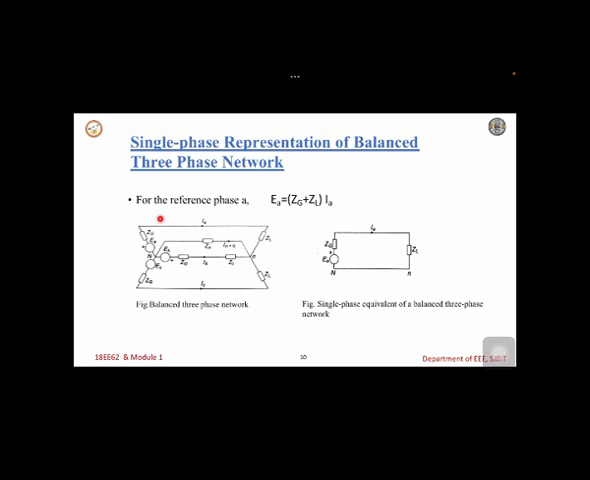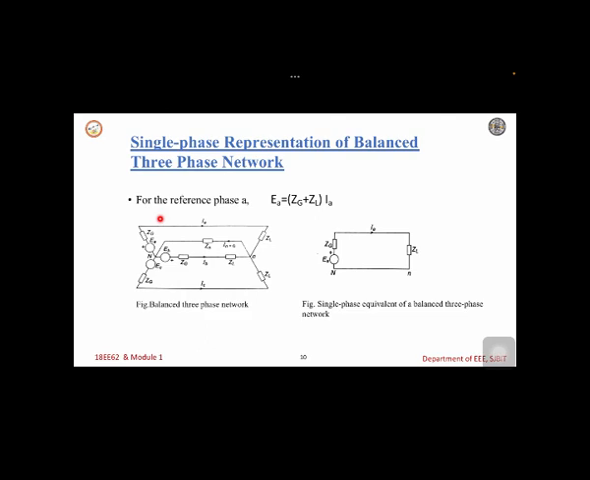Next, we will see the single phase representation of a balanced three phase network. The solution of the three phase network under balanced condition is easily carried out by solving the single phase network. So in the load flow analysis, we analyze the power system by considering a single phase, and the same is applied for the remaining two phases. Consider here the balanced three phase network. A balanced three phase network is one in which each of the phases has the same characteristics.